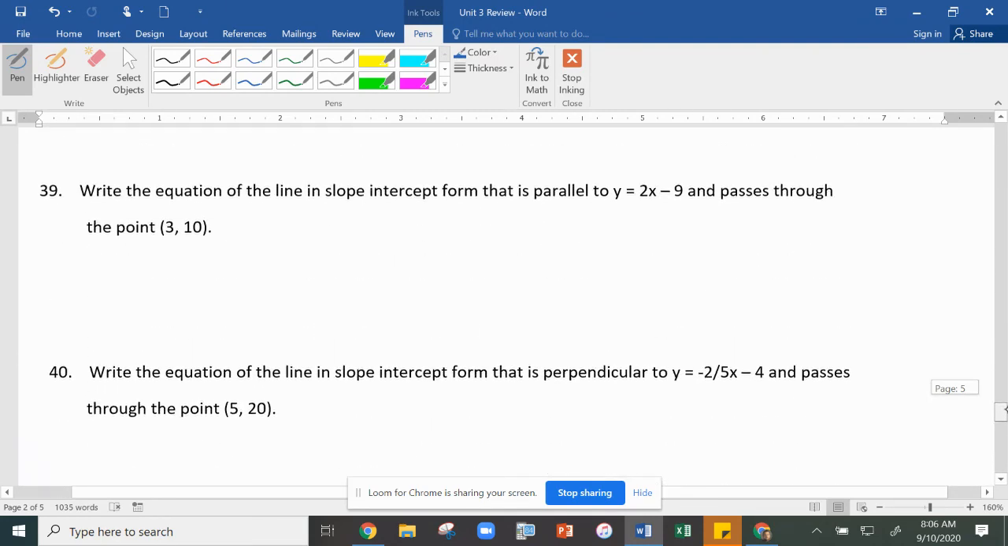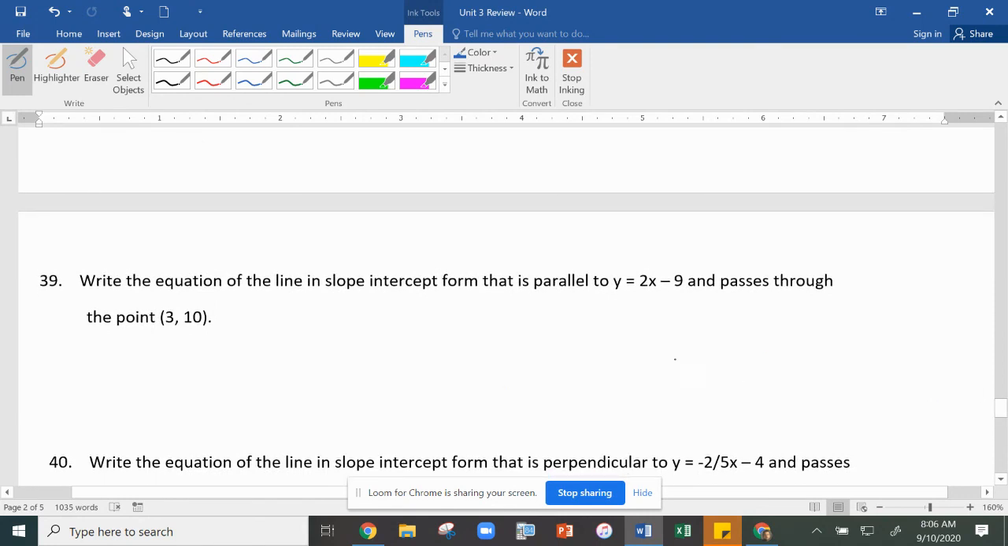Okay, so we're going to do one more parallel. I'm going to save the rest of those because I want you to be able to do them for practice and come to tutorials if you need help on those. And so my slope of this one is 2 over 1. If it's parallel, then it means same.